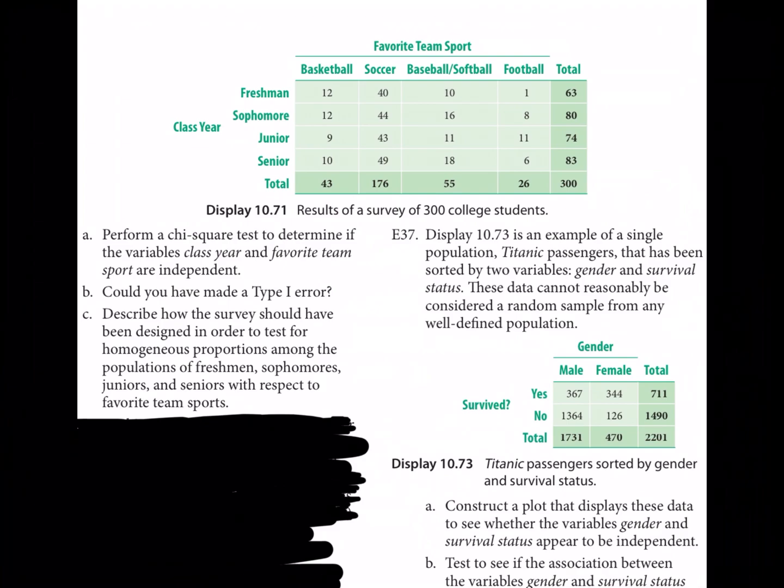When there's 4 times as many males as there are females on the actual ship, but almost the exact same physical number of them survive, that tells you there's probably something to be said here. So, you'd plug these numbers into a 2x2 matrix. You would check to see if the expected values were all at least 5. They are. This is certainly not a random sample, but you'll notice in the question it says, this data cannot reasonably be considered a random sample from any well-defined population.